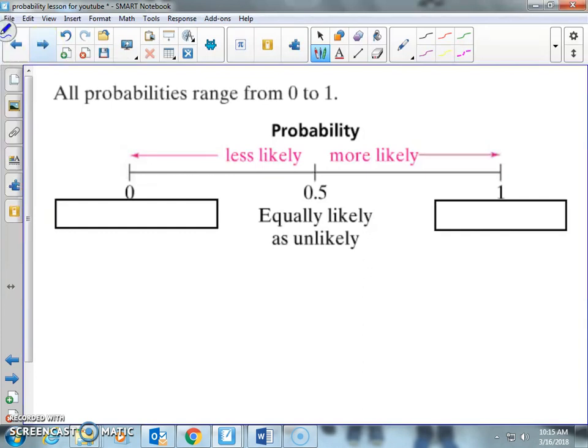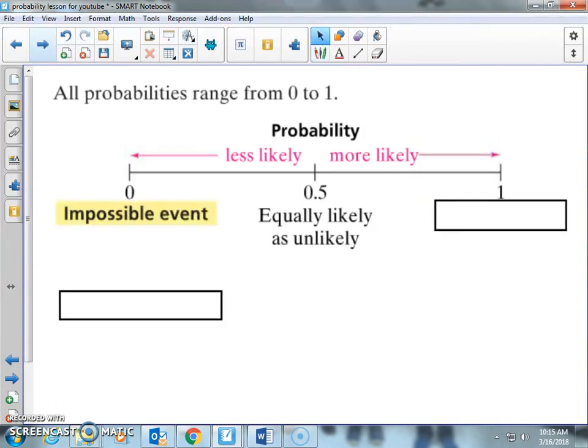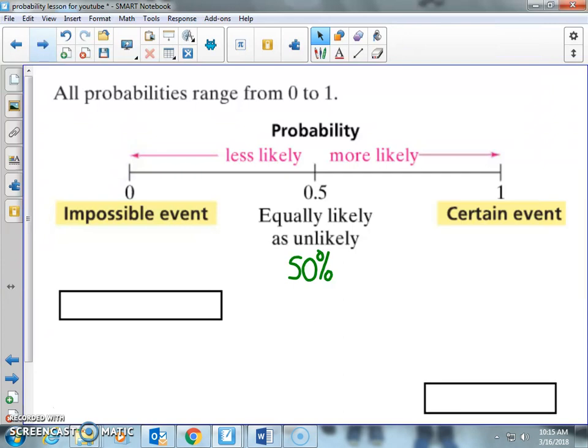0 means it's impossible. It could not happen. Impossible event, for example, rolling a 7 on a normal number cube. Normal number cubes only go 1 through 6, so it's impossible to roll a 7 in 1 roll. Something that is 0.5, we know that's the same as 50%. Flipping a coin: flipping tails is equally likely as flipping heads. And then 1. Something that has a probability of 1, some people say that's 100%, is certain to happen.